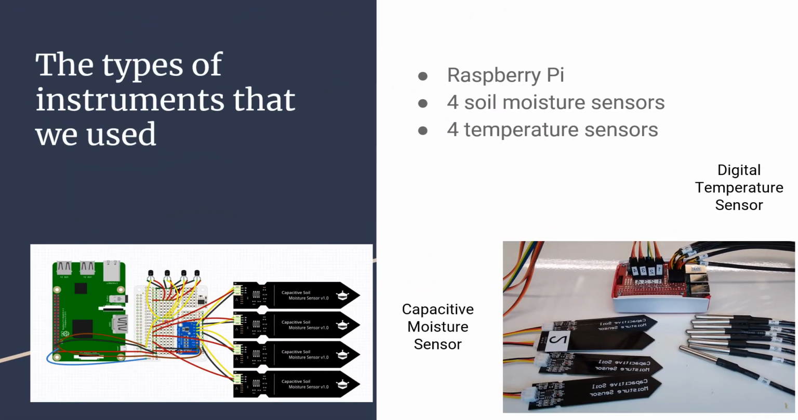For this project, we used a Raspberry Pi. The Raspberry Pi stores the data that can be used in graphs. The parts of the Raspberry Pi include 4 soil moisture sensors and 4 digital sensors.